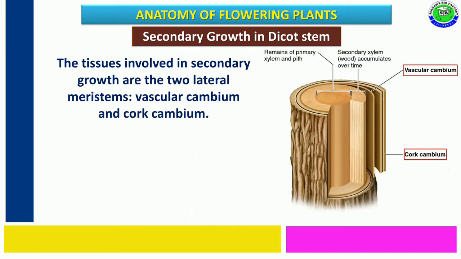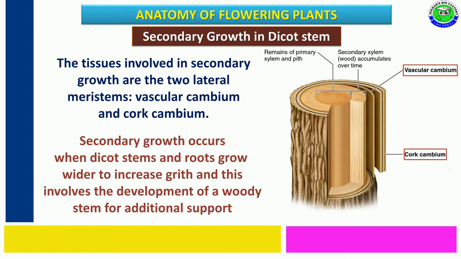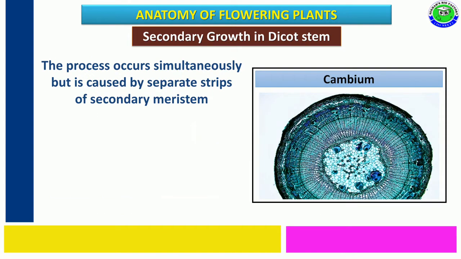The tissues involved in secondary growth are of two types. There are two types of lateral meristematic tissue: one is the vascular cambium and the other is the cork cambium. Secondary growth occurs in dicot stem along with dicot root to increase the width or diameter of the stem to form a woody stem for additional support.